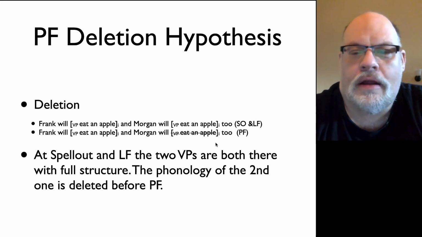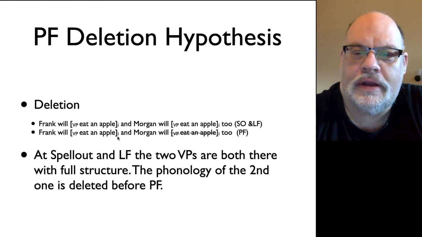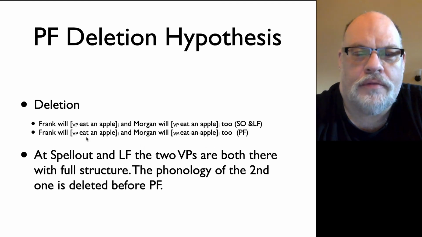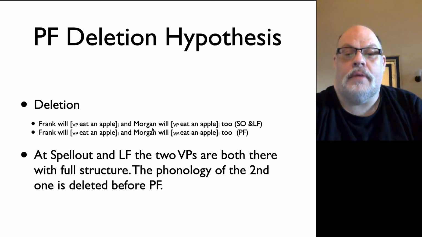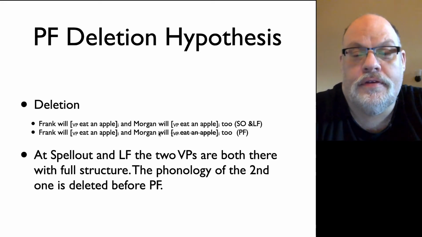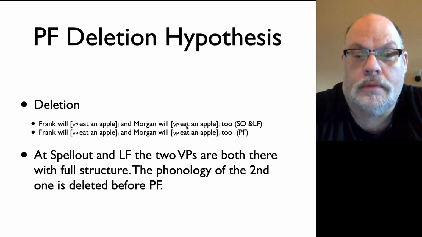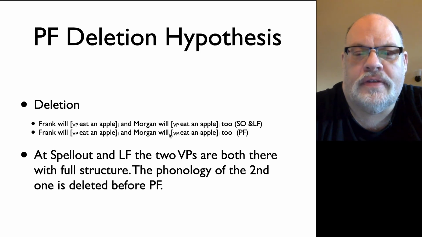And that also sort of happens under co-indexation. We know that this is a copy of what we had previously said, so we just leave it off. So we delete at PF. So at spell out and LF, the two verb phrases are both there. It's just that the phonological content is deleted at the PF level.